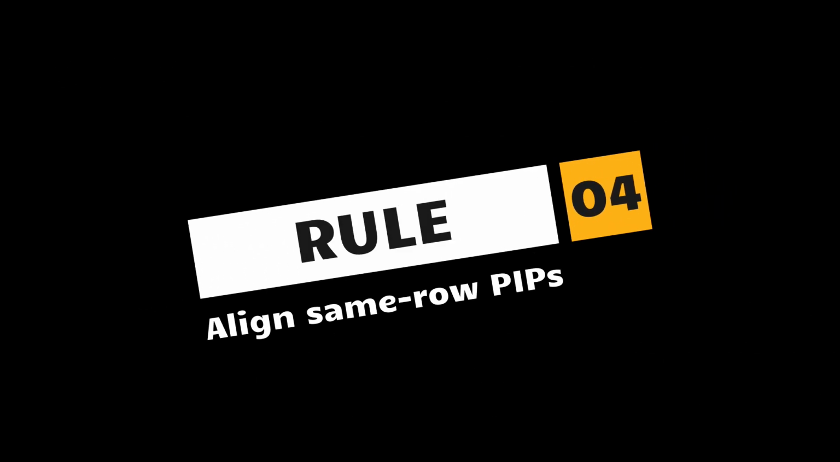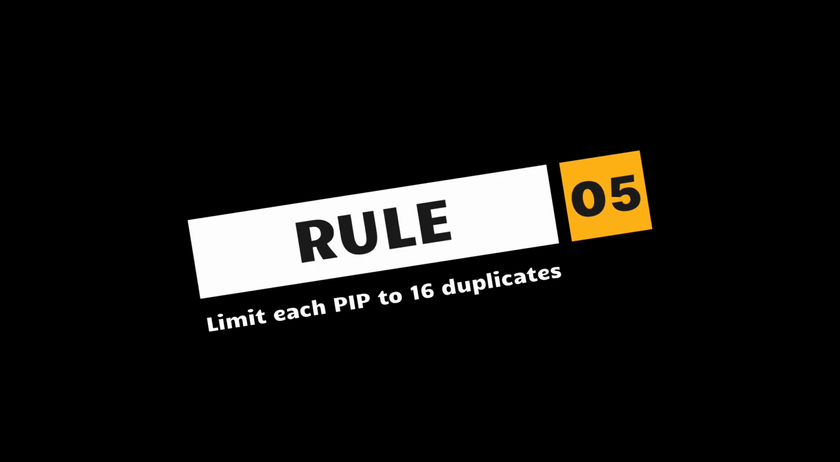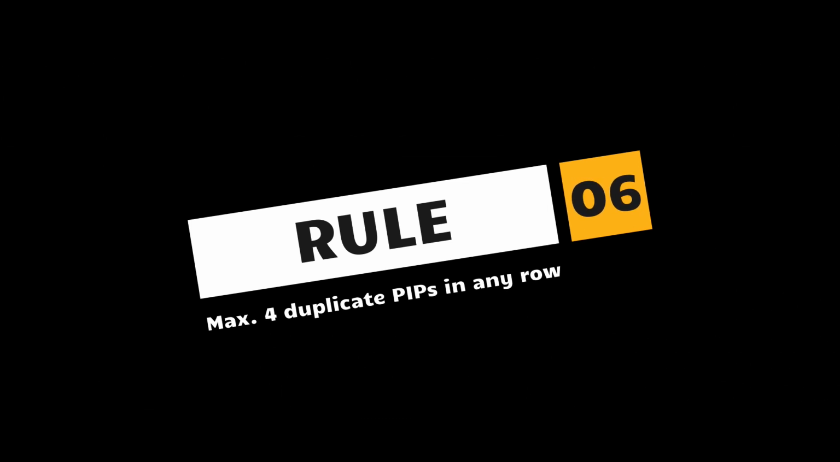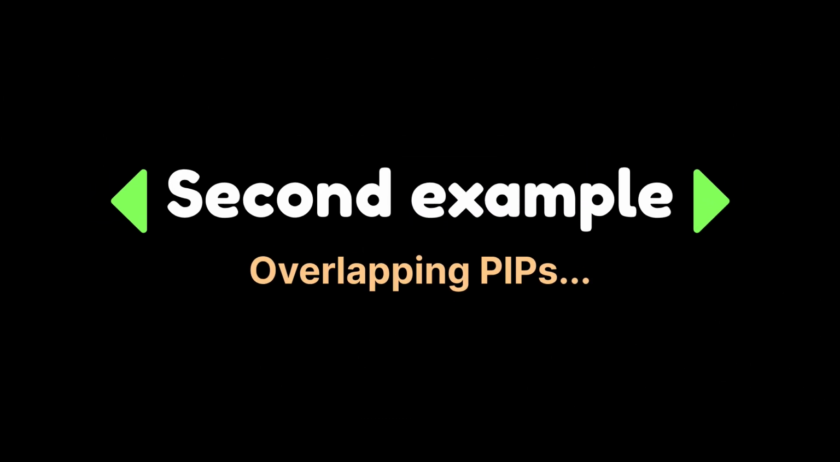Align pips in the same row. More specifically, if the pips overlap vertically, then they should start on the same line. Rule 5. The maximum limit for duplicated pips is 16. Rule 6. Don't place more than 4 duplicated pips in any row. This next example will aim to clarify those rules.